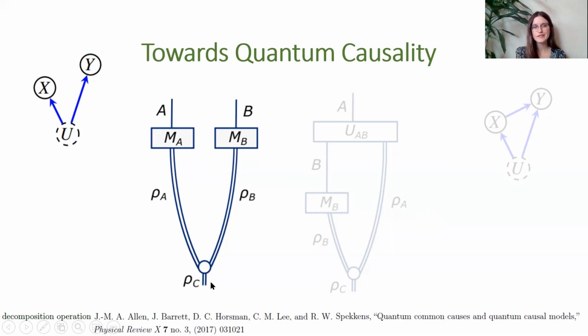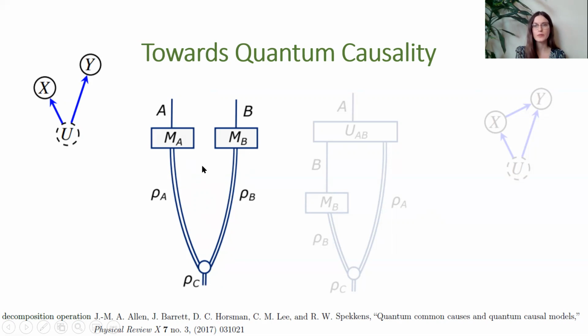Well, the first thing is I cannot just copy it and send it to Alice and Bob, right? So I have to make some kind of decomposition, here represented by this white dot, which represents the decomposition operation introduced in this paper cited here. So I decompose the quantum common cause, and I send one component to Alice, rho A, and one component to Bob, rho B. Here, the double wires represent quantum systems.